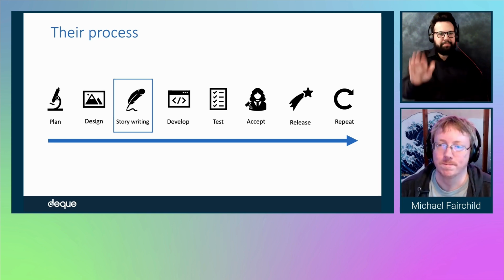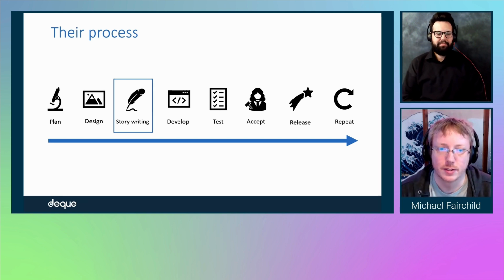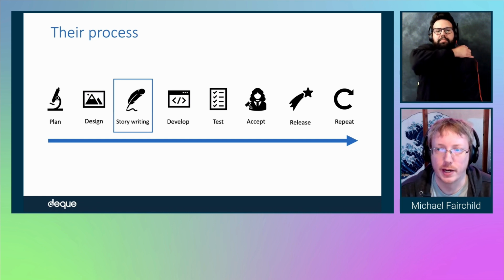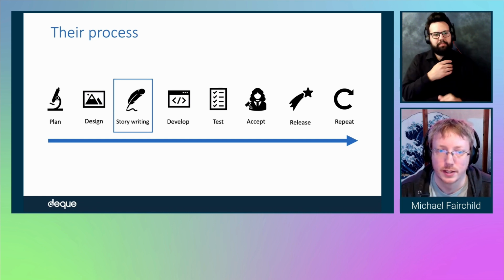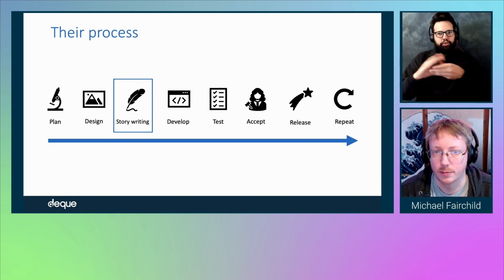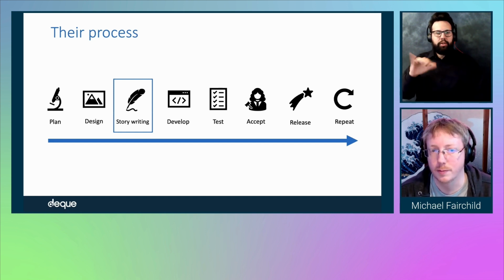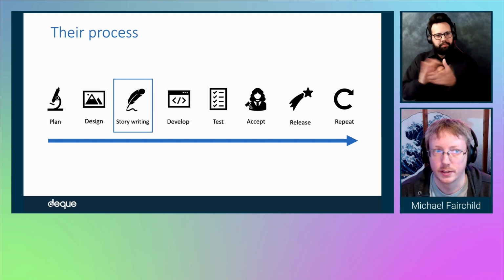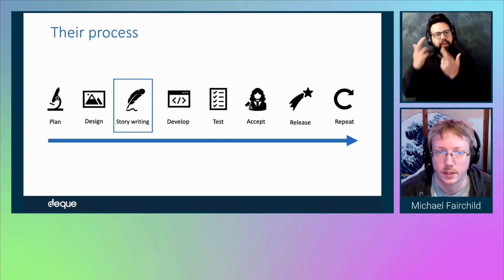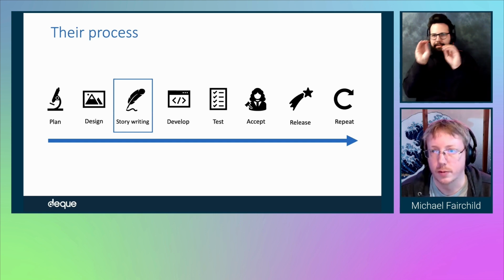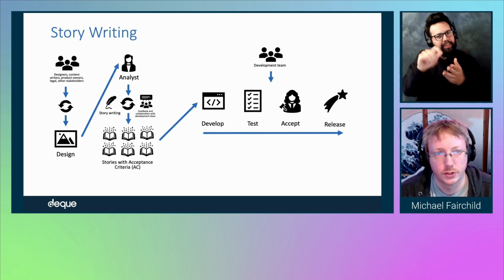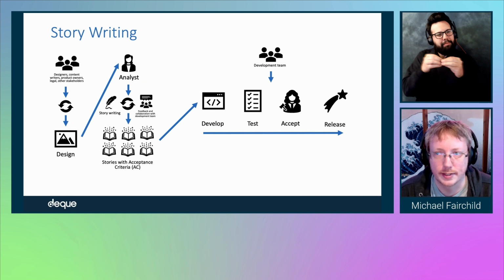So the key here is story writing. This is something that we kind of overlooked at first. But when we dove into the story writing bit, we realized there's some very important stuff here that we could leverage for accessibility. So let's dive into that story writing part. The story writing process flows like this.